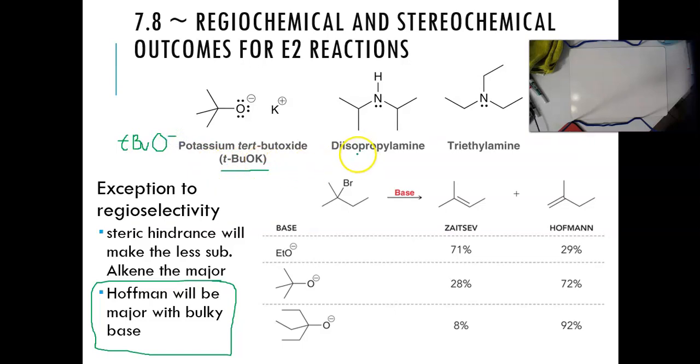The next one is diisopropylamine. So two isopropyl groups attached to an amine. This one is labeled as DIPA. These are good abbreviations to learn, as well as to create a list. And then our last one here is triethylamine, and we abbreviate this as TEA.